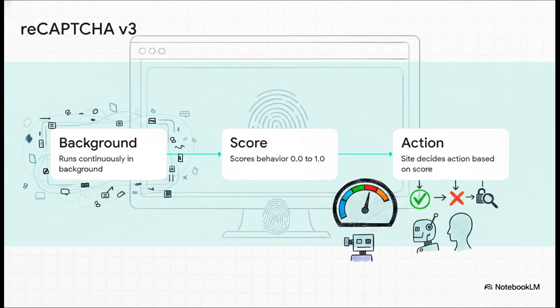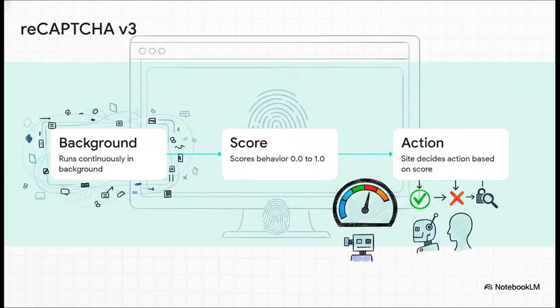But you know, the landscape has evolved heavily. Enter reCAPTCHA version 3. This is the invisible iteration, and it's totally different. Instead of a checkbox, it just runs continuously in the background while you browse. It's constantly monitoring your fingerprint consistency and your behavior, grading you on a scale from 0.0, which means bot, all the way up to 1.0, which is human.